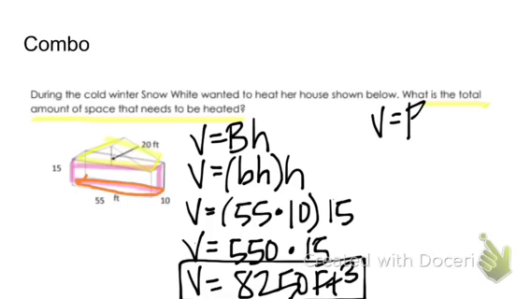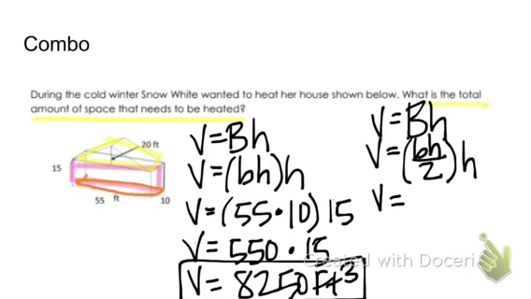So you do the same thing. V equals big B times H. But this time, since we're looking at the triangular prism, we have to have our base as a triangle. So instead of big B being replaced with base times height, I'm going to replace it with base times height divided by 2 times H. So if I look at my triangle, my base is going to be the same as this. So my base is 55 and my height is 20, divided by 2. And then the distance between my two triangles is 10. So that's what I'm going to put for H.